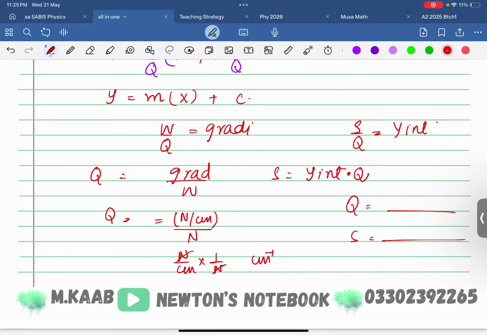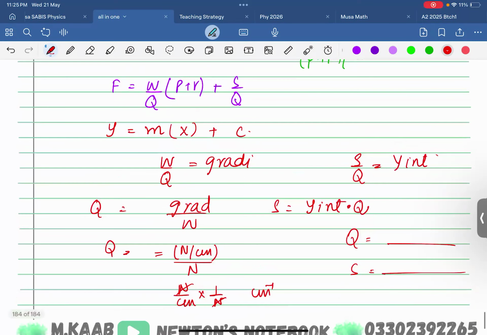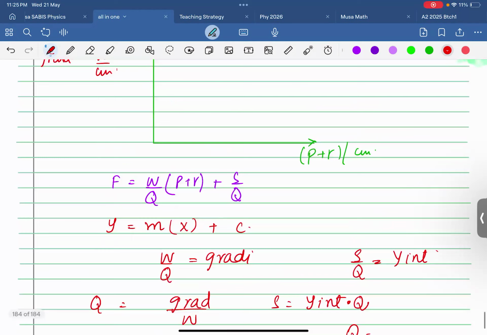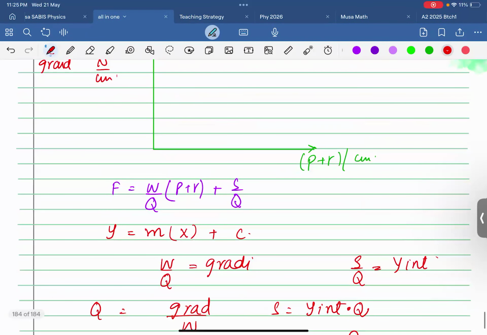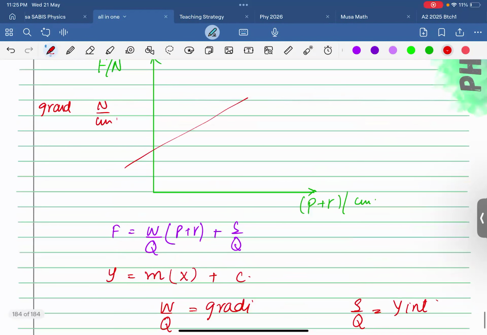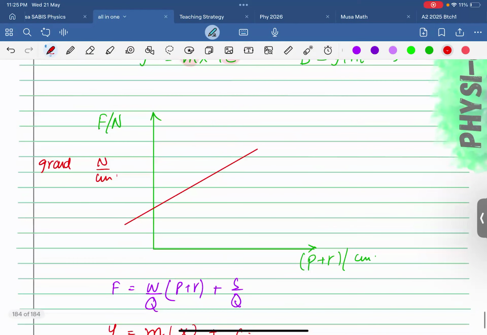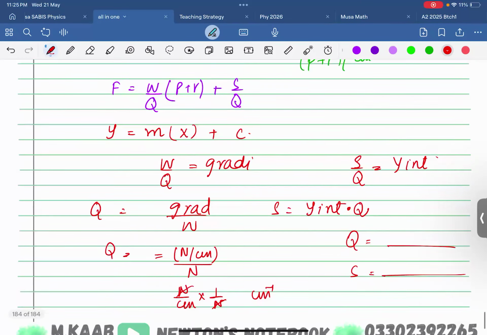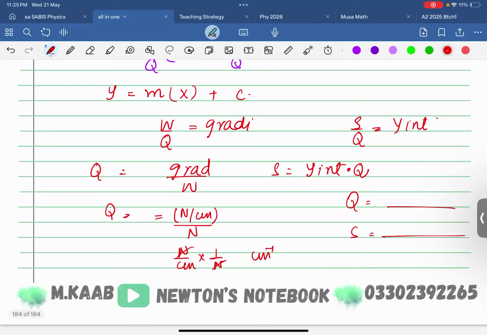And for the S, the unit for S is basically equivalent to the y-intercept times the unit for Q. The y-intercept is in Newton, so you have to put the Newtons right here, and you have to put the unit of Q right here. Okay, so that's it. These are some parts where most of the students get confused.